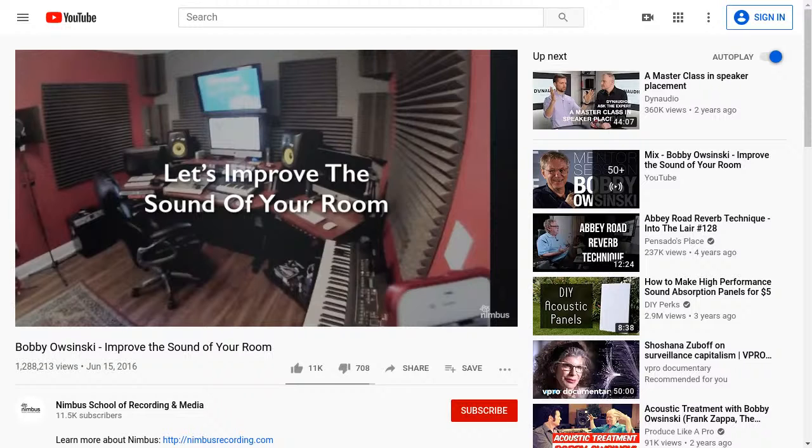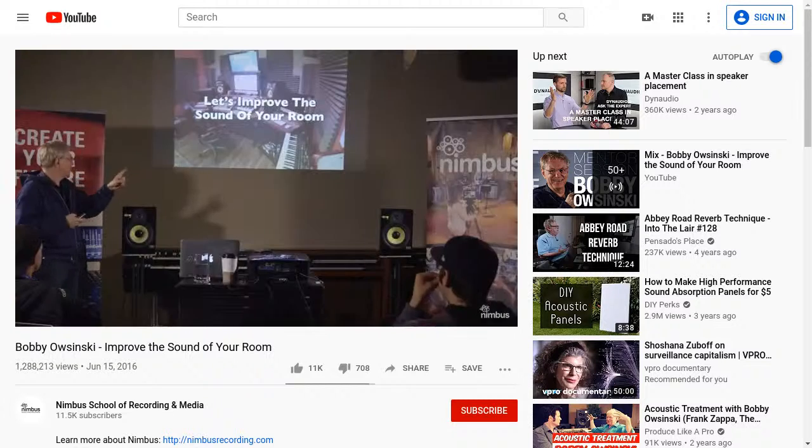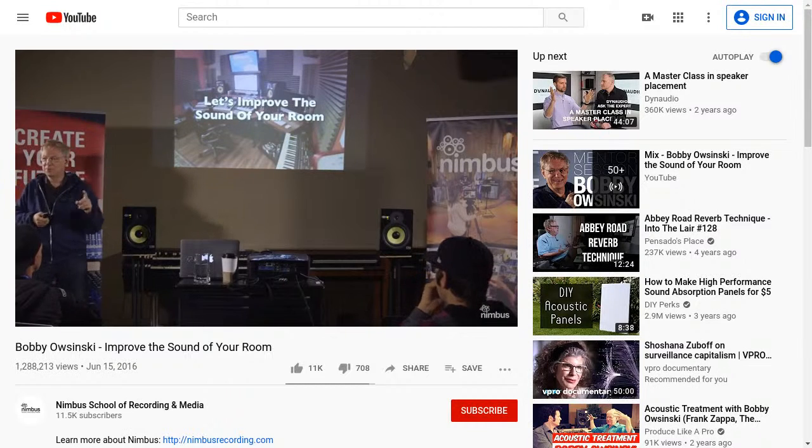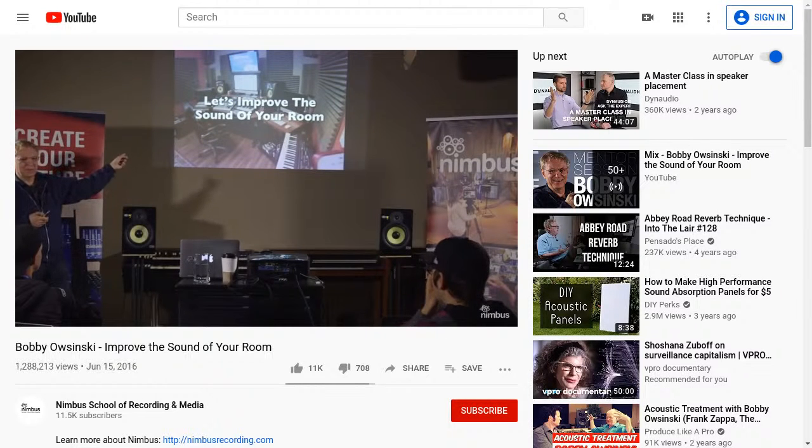So let's improve the sound of your room, and you can see this room is doing it all wrong, first of all, with the, well, actually, I can't say it's all wrong. I wouldn't use acoustic foam, but what's right about this room? Can anybody tell me?